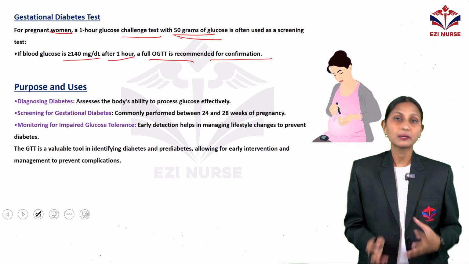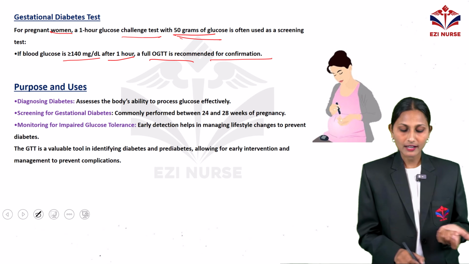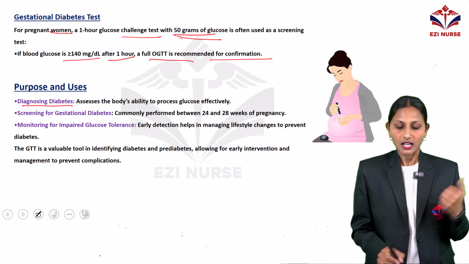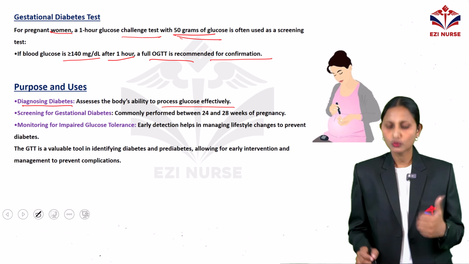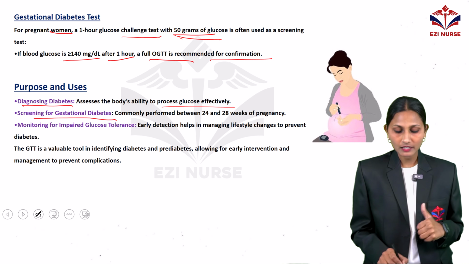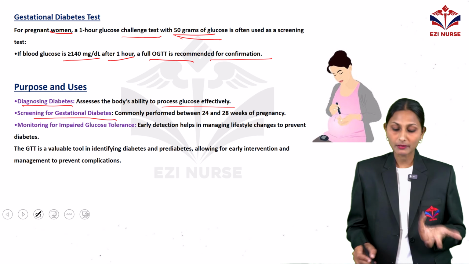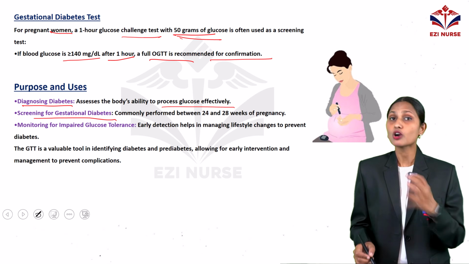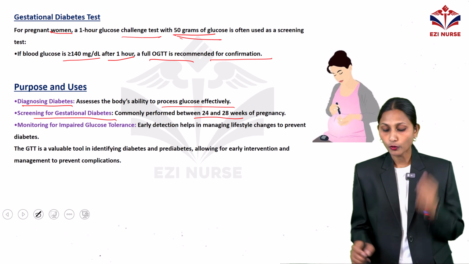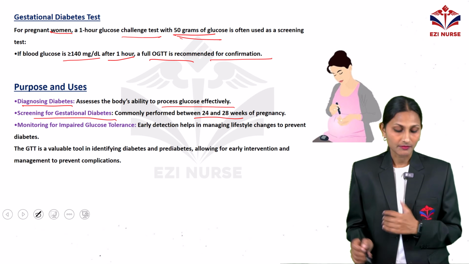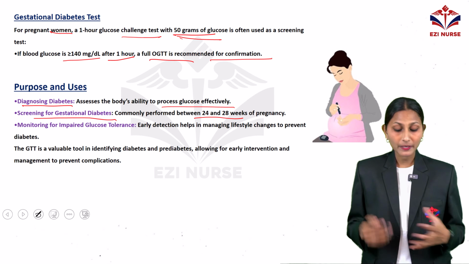So what are the purpose and uses of this? It helps in diagnosing diabetes and assessing the body's ability to process glucose effectively. Next is screening for gestational diabetes. We check whether that lady has gestational diabetes or not, which is most commonly done at 24 to 28 weeks of pregnancy. Next is monitoring for impaired glucose tolerance.